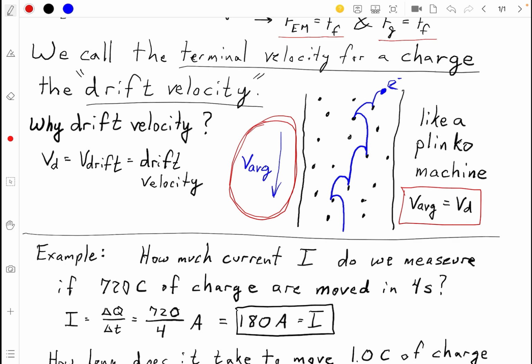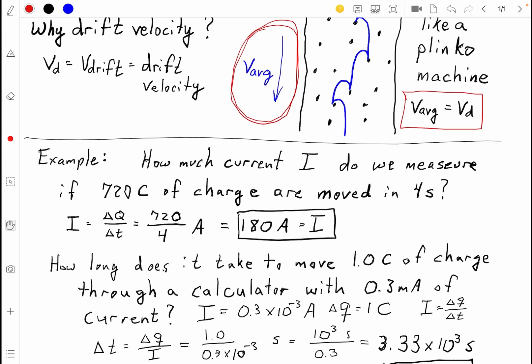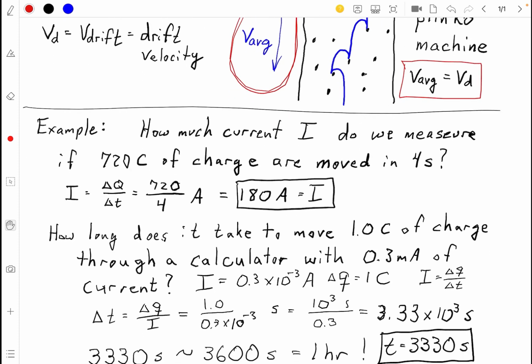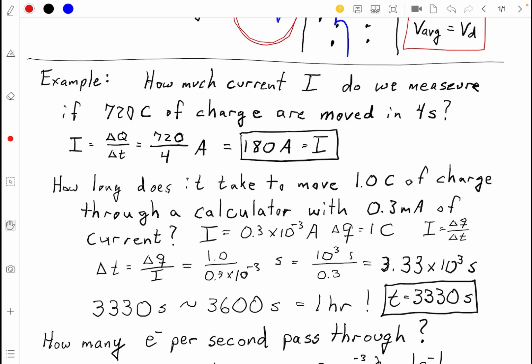Okay, so let's do a little example. How much current do we measure if 720 coulombs of charge are moved in 4 seconds? So we just do it. We plug in our delta Q, 720, we divide by our 4 seconds, and we get our 180 amps. Okay, so that's pretty easy.